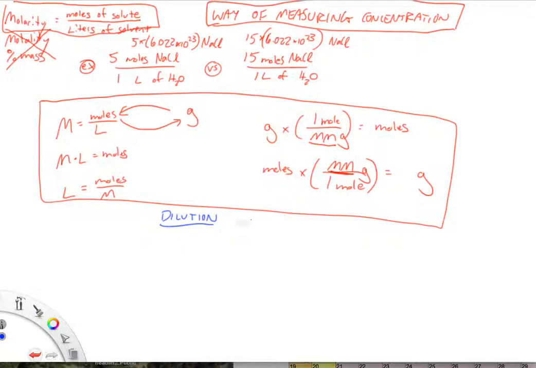A dilution, I'll just define it first of all. A dilution is when you take something that's concentrated and you add more solvent to it. Okay, so you can think about mixing a bunch of Gatorade together, or iced tea, or whatever you make. If you add more water to it, it'll become more diluted. You can do the reverse.